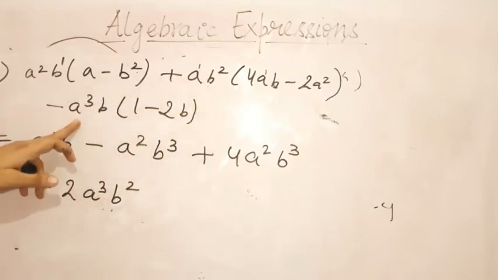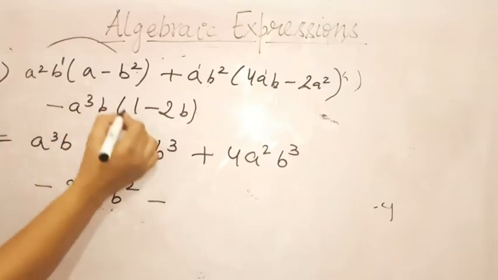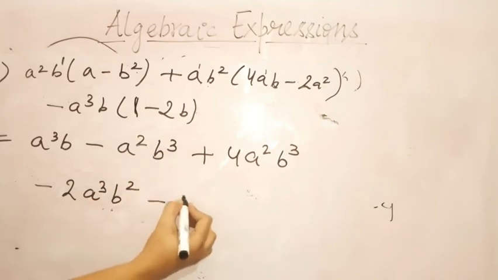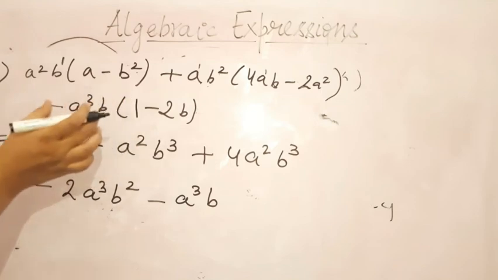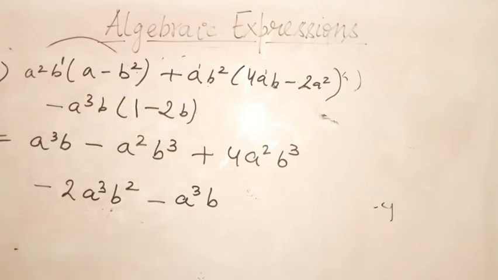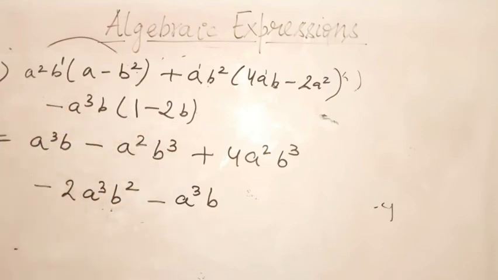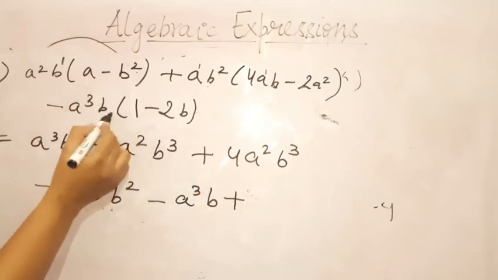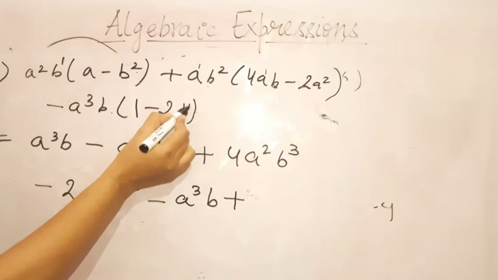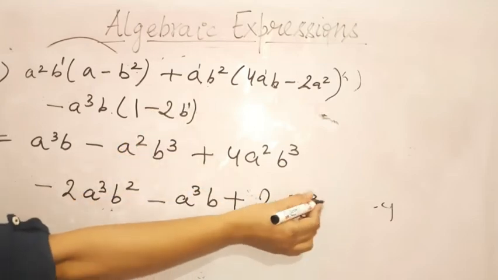Now moving on to the third part, minus a cube b, when it is multiplied by 1, it will be like minus a cube b again, because whenever we multiply anything by 1 we get the same answer. Now minus minus will be plus, because in multiplication of integers minus minus is plus. So at the end it will be plus a cube b, and 2 is already there, 1b is also here. So it will be 2a to the power of 3 b to the power of 2.